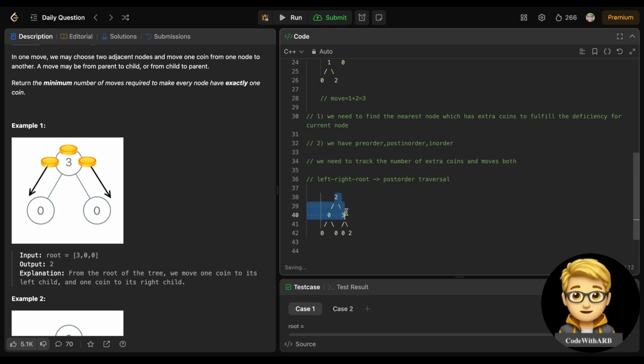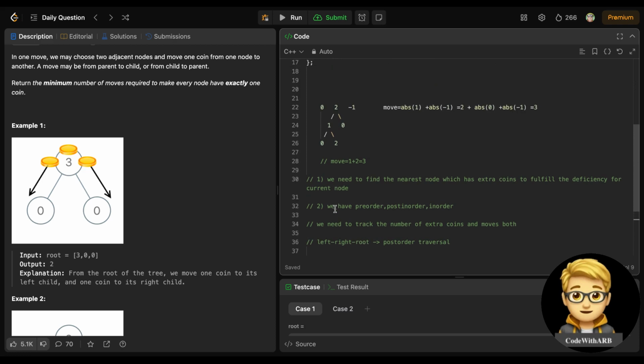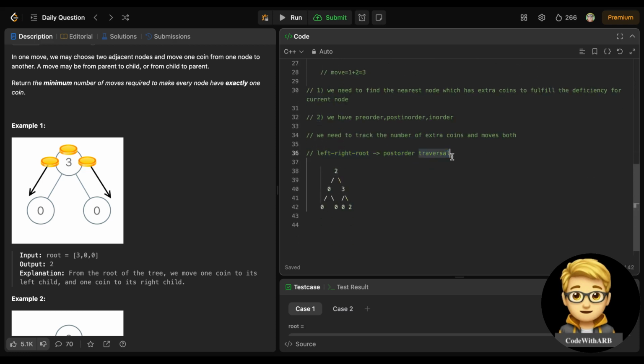So the total number of coins is 3 plus 5 plus 7, and the total number of nodes is 3, 6, and 7, right? So both are equal. Now if we follow the same approach, left, right, root, post-order traversal, we move to its left part, then again to the left part. Its left part requires one coin, so it will tell its parent that I have -1 extra coin. If we go to the right, it will also ask that it needs -1 coin.